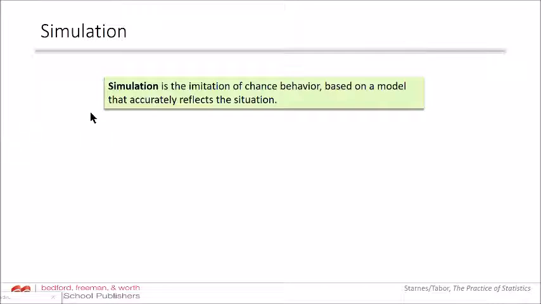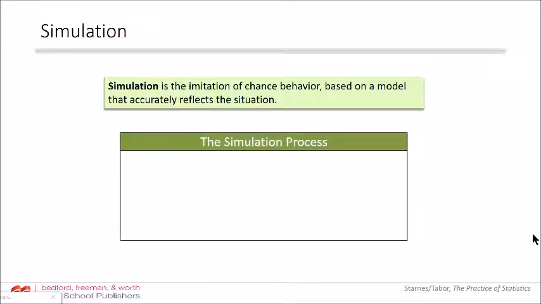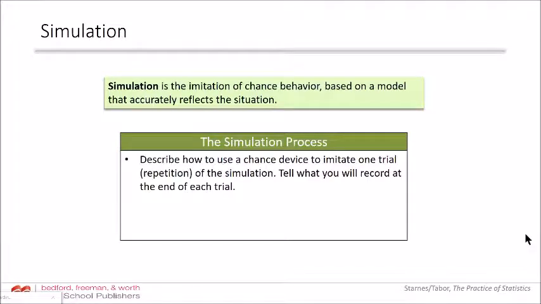All right, so let's talk about simulation. Simulation is the imitation of chance behavior based on a model that accurately reflects the situation. So here's a simulation process, and guys, you are going to have to use this process, okay? So step 1, you're going to describe how to use a chance device to imitate one trial or repetition of the simulation. Tell what you will record at the end of each trial.